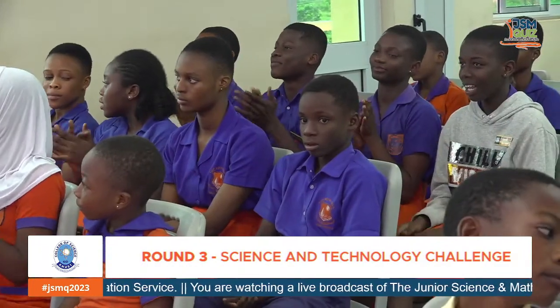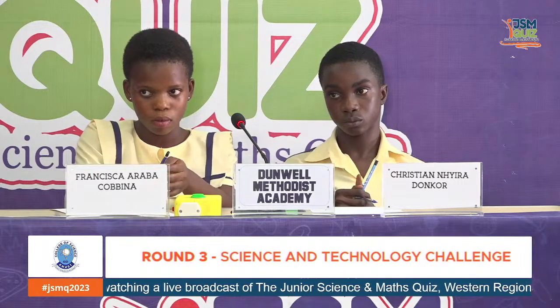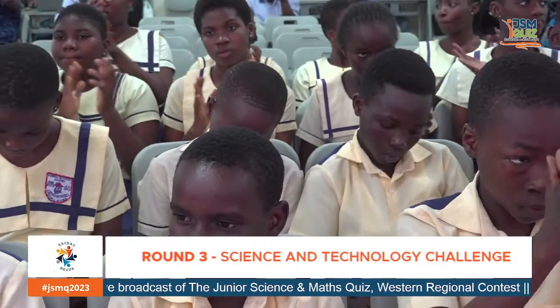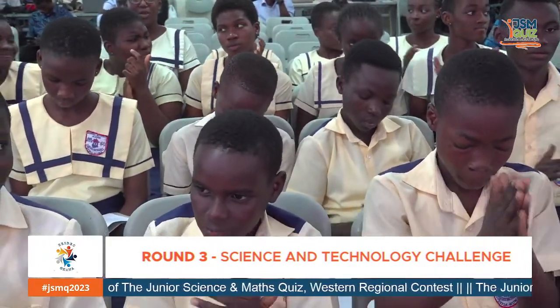So at the end of round 3, the total score: Top Royal School had 8 points. DUNWELL Methodist Academy, 20 points. The Soldiers of the Air and of the Land, 34 points.